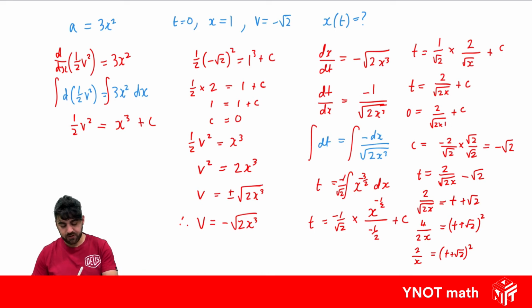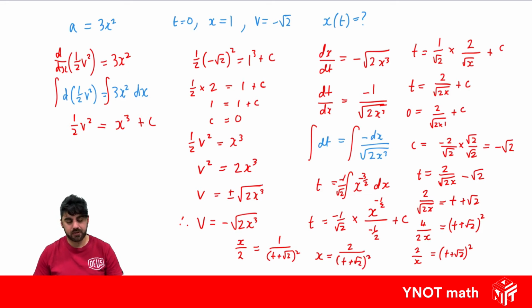We'll take the reciprocal of both sides. So we're going to get x over 2 equals 1 over t plus root 2 squared. And finally we'll times everything by 2. So we get x equals 2 over t plus root 2 all squared for our final displacement in terms of time.